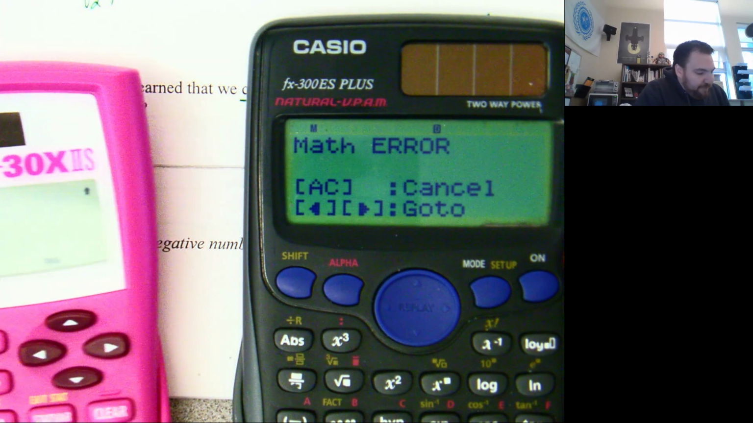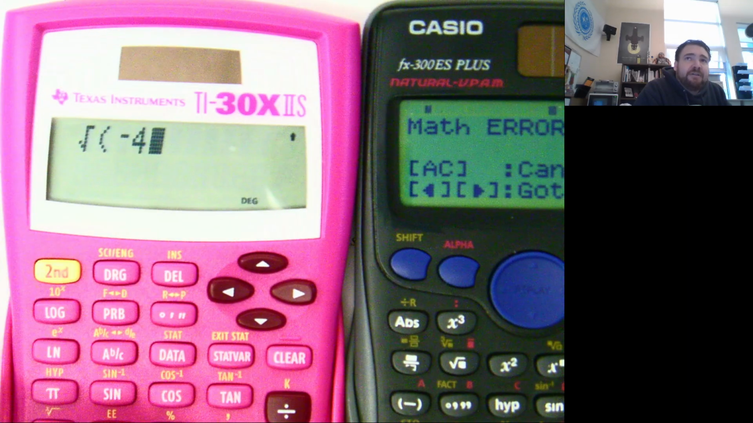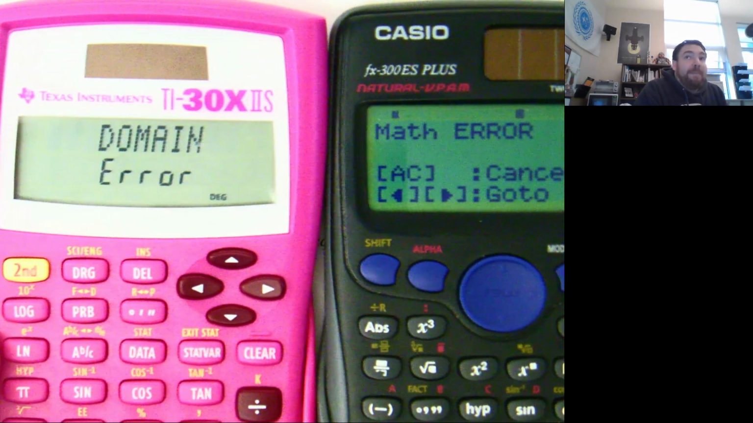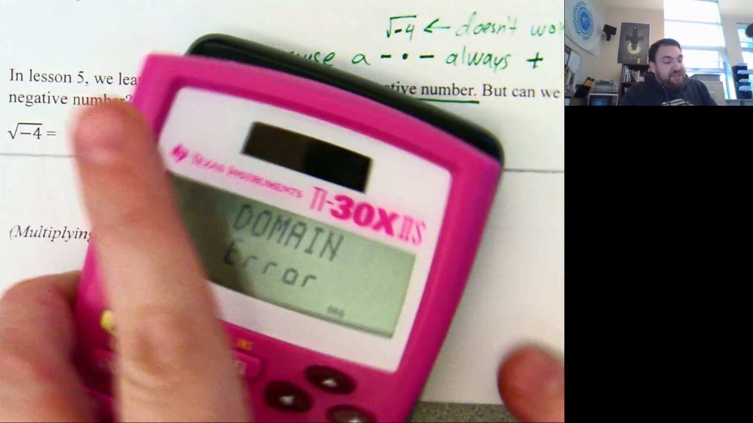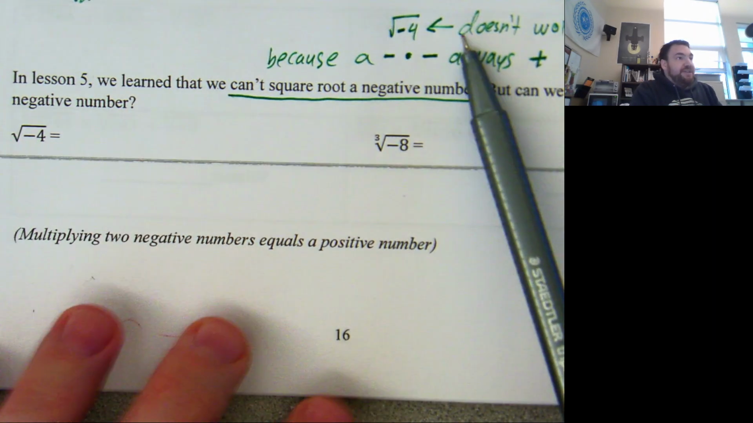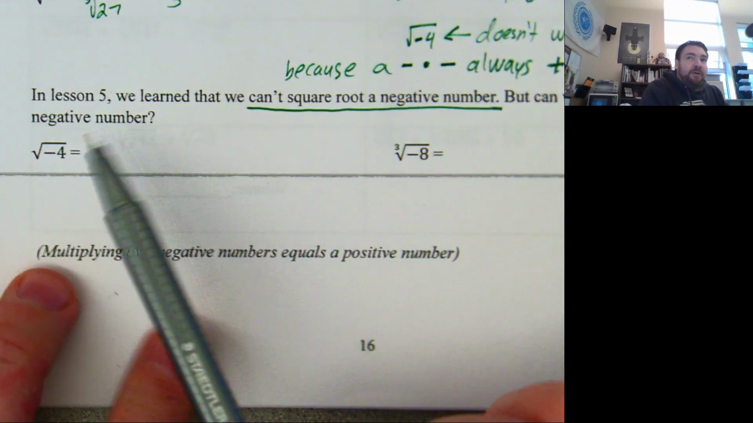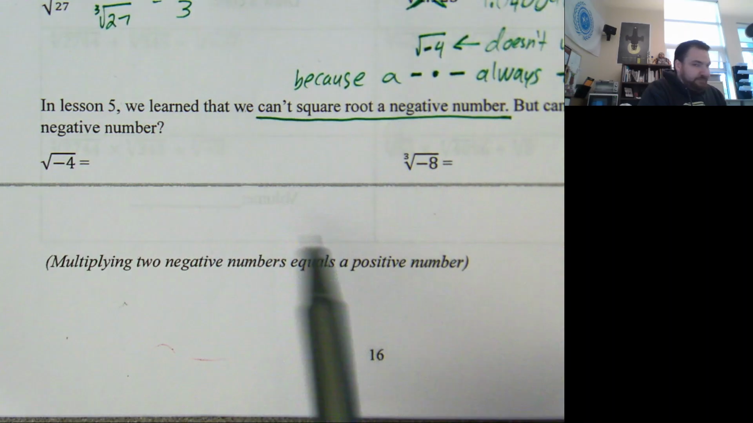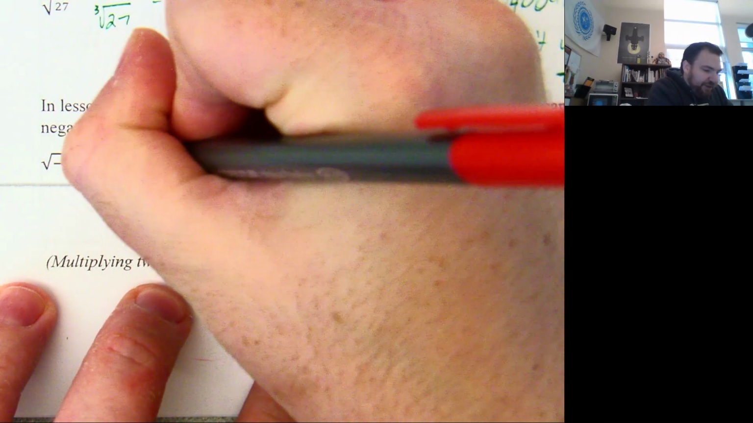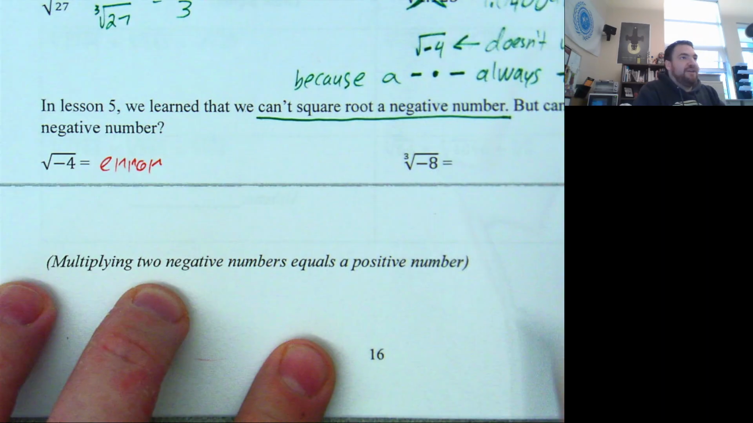The square root of negative 4 on this calculator gives me a domain error. Gershon's calculator gives you an I. Oh, Gershon's got a fancy calculator. The square root of a negative number doesn't work because you can't multiply a negative number by a negative number and get a negative number. Most of your calculators are going to give you an error.